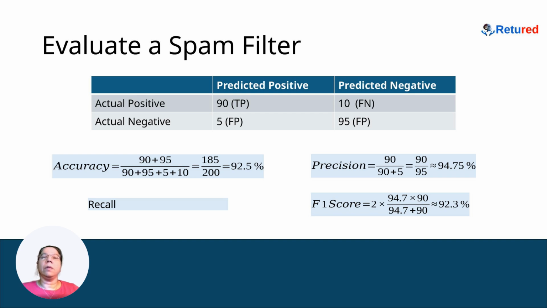From these numbers, you can see that the spam filter performs well overall. However, the 10 false negatives indicate that 10 spam emails are slipping through. Depending on your tolerance for spam, you might decide to adjust the model to reduce this number, even if it means a slight increase in false positives.